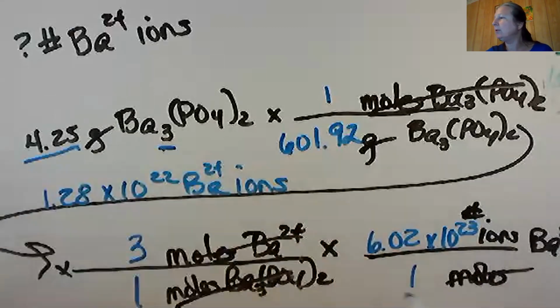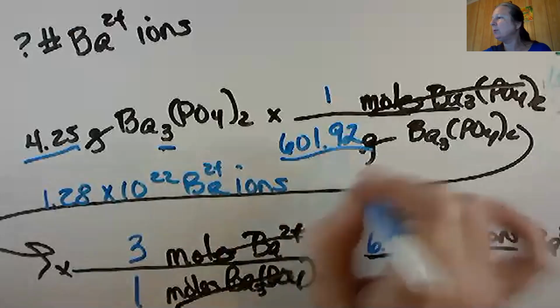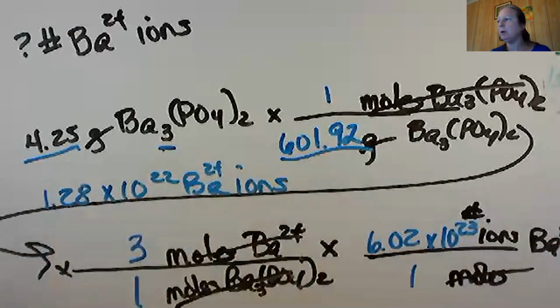3 sig figs, 5 sig figs. So we're multiplying and dividing. We're going to count. You go with the lowest number, and that's 3. So it's 3 sig figs. I know, it's a mess, isn't it? But it's correct. Everything cancels out.